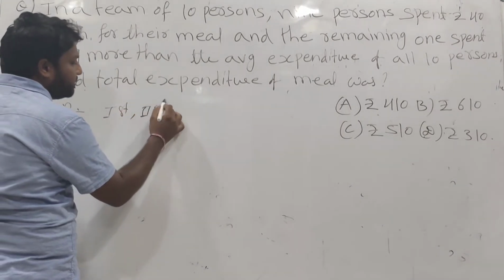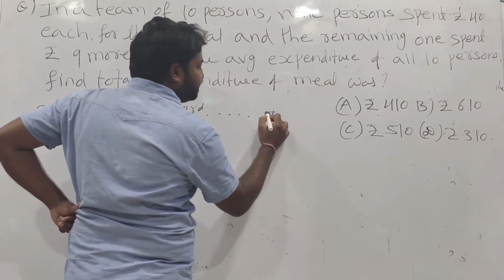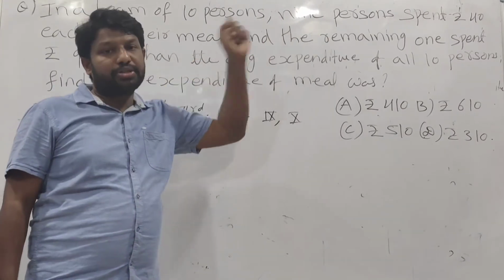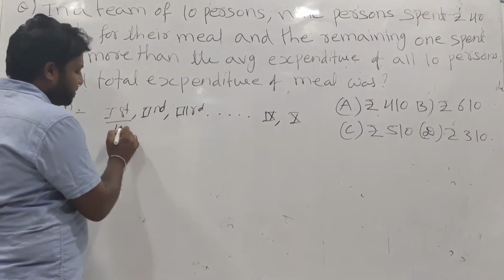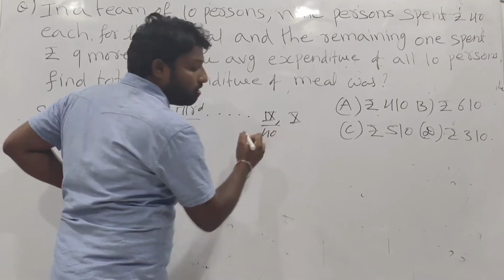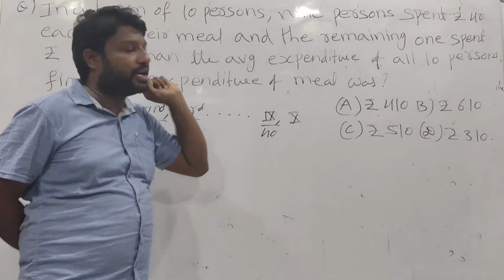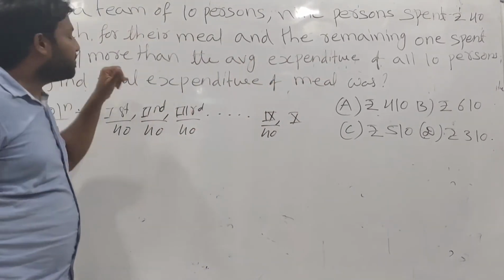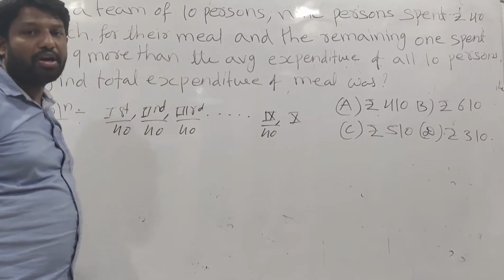First person, second person, like this, third person, so on, 9th person and 10th person. Total 10 people are there. Out of these 10 people, 9 persons spent rupees 40 each for the meal. That means the first person spent rupees 40, second also 40, third also 40, like this. Total 9 people have spent rupees 40 each on their meal. And the remaining 1 person, that is the 10th person, has spent rupees 9 more than the average expenditure of all 10 persons.